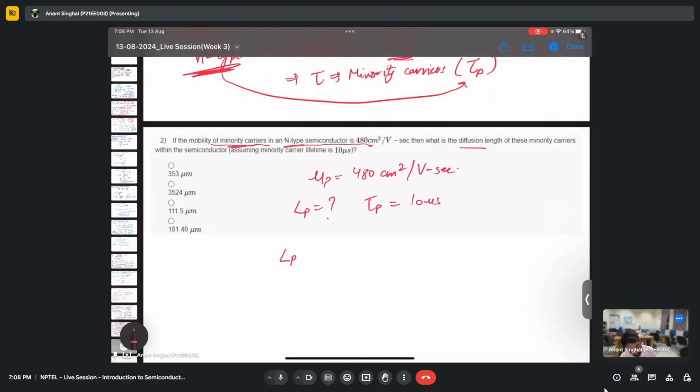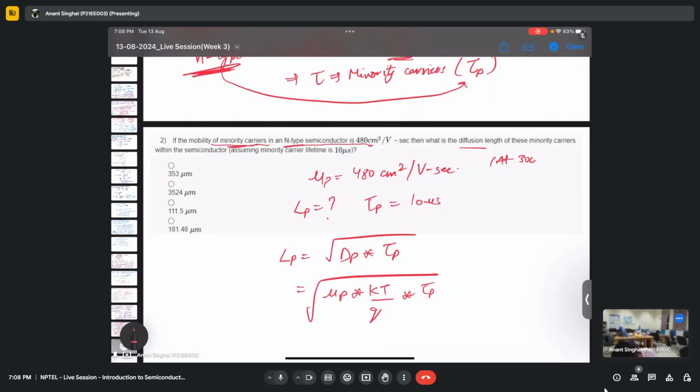So this is direct formula based. We will have Dp times tau p. Dp we can relate with the Einstein relation, which is mu p times kT by q, and tau p. Everything is known to us, at room temperature. So kT by q is 26 milli electron volts you can take, and let me know what is the length that you are getting.